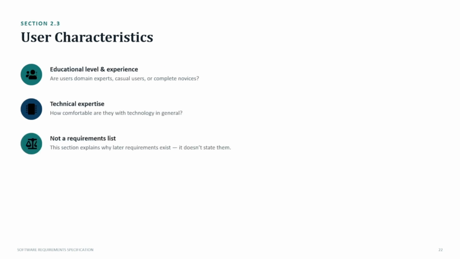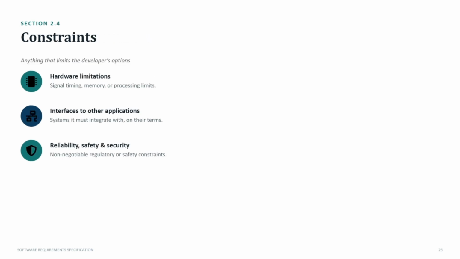And the next is user characteristics, which is what kind of users you need to cater to, their educational level and experience, what kind of experience is needed for certain things. Are users domain experts, casual users, or complete novices? So for the product to be used, what kind of people are using it, then technical expertise, how comfortable are they with technology in general. Not a requirement list. This section explains why later requirements exist, it doesn't state them. It says why requirements exist, meaning what kind of people will be using it, what kind of technical expertise they have, and so on.